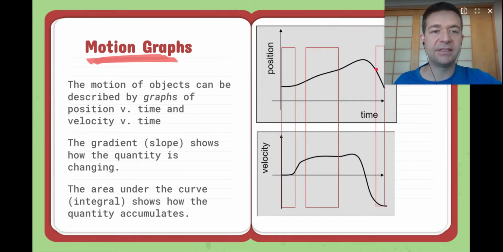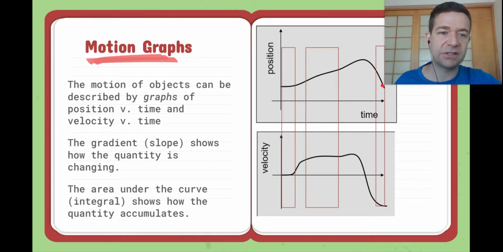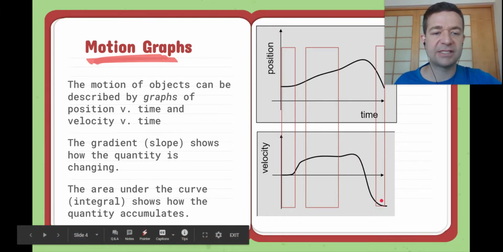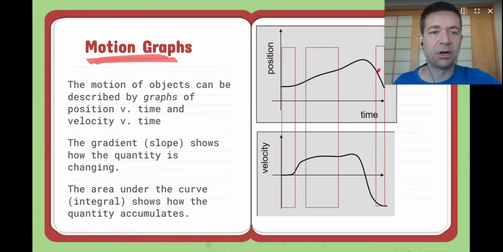Over here at the end, the position versus time graph has a steep negative slope, steep negative gradient. And sure enough, the velocity has a large negative value. Thinking about it in terms of integrals, we have the area under the velocity curve is large and negative, and so we see a large decrease in the position versus time graph.